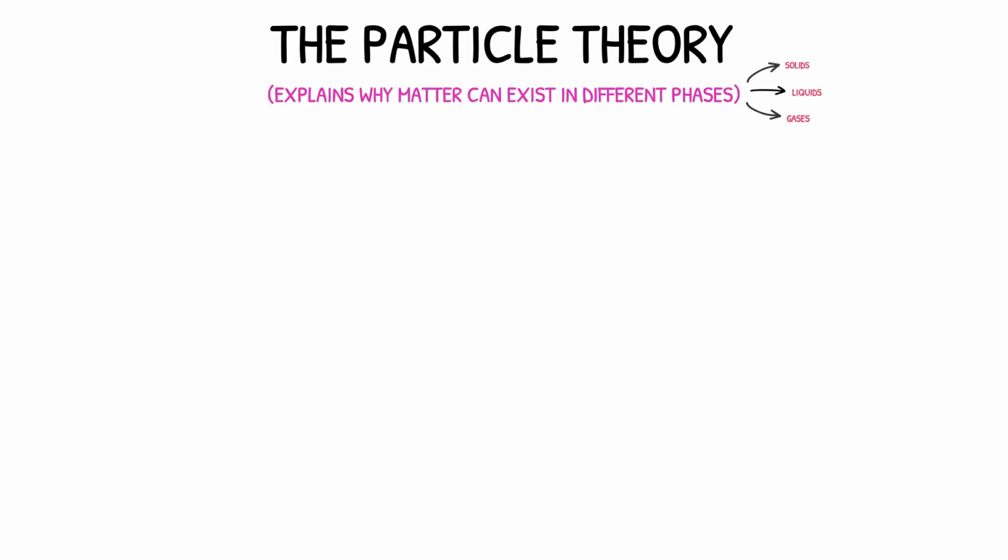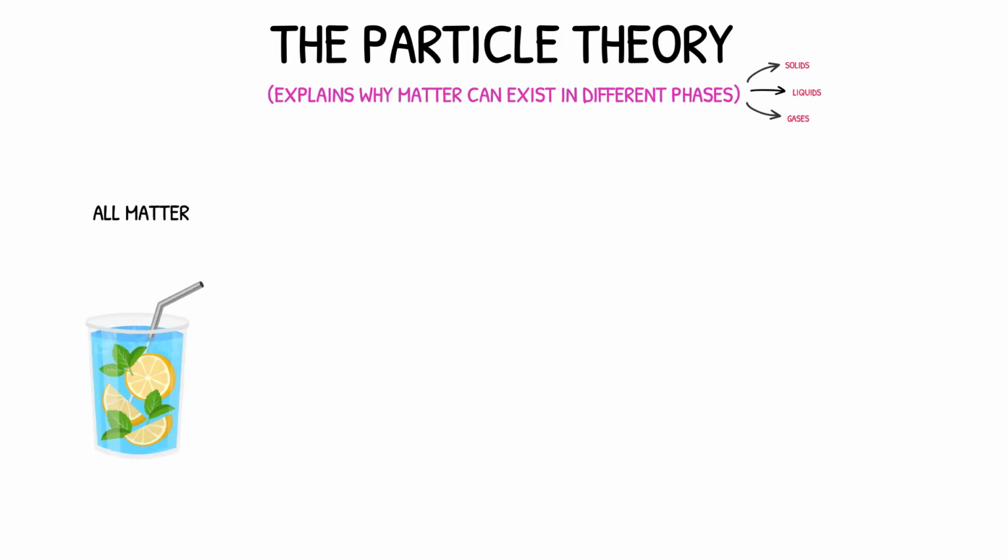Before we discuss the states of matter, it makes sense for us to first discuss the particle theory. The particle theory is used to explain why matter can exist in different phases, i.e., as solids, liquids, or gases. Here's what the particle theory states.